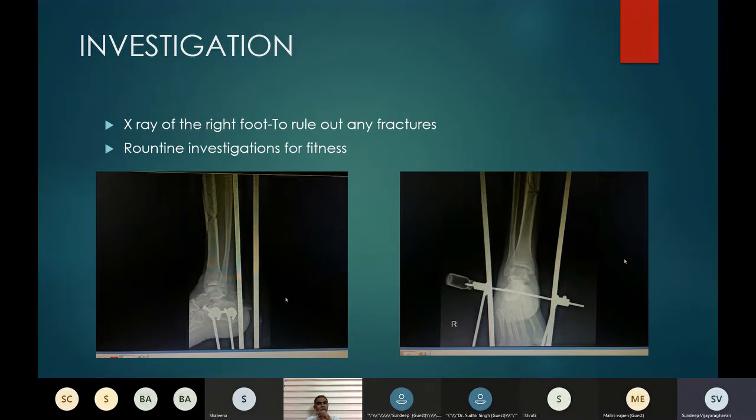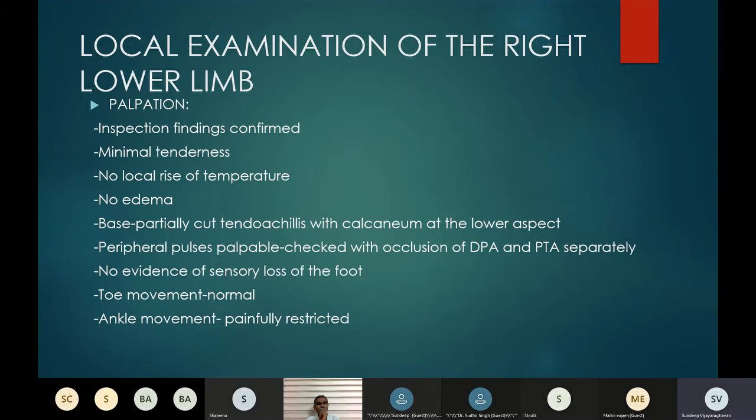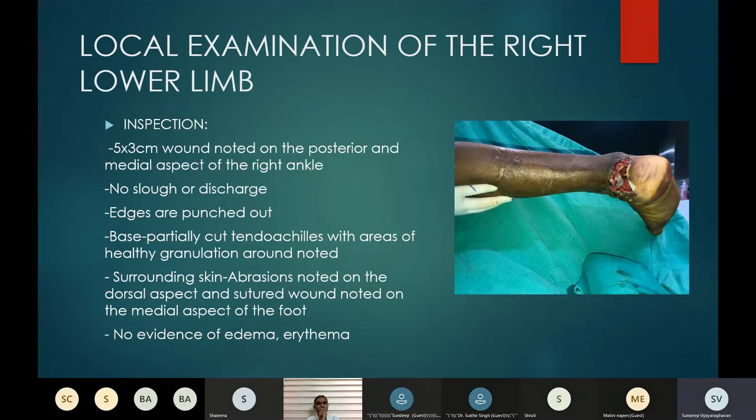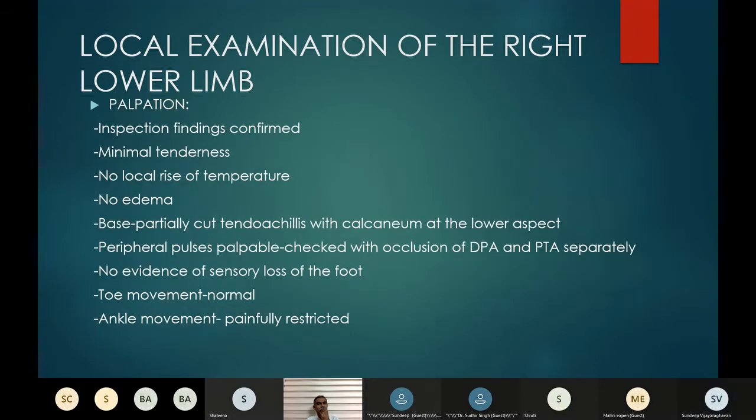And some abrasions were seen, I thought, on the posterior aspect of the calf in one of the pictures. Yes, sir. There's a small healed abrasion on the posterior aspect. Superficial. Not like any degloving or anything major happening there. No, sir. Okay.